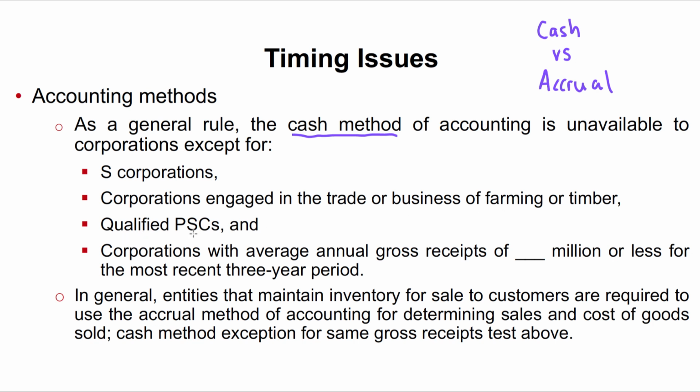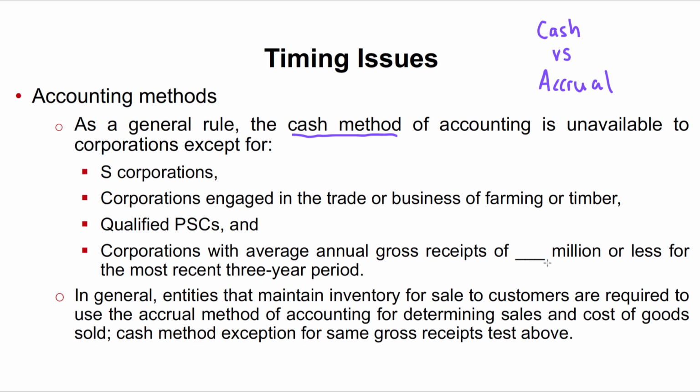Qualified PSCs. So you're wondering, what's a PSC? Personal Service Corporation. So lots of attorneys, lawyers, accountants that have businesses, if they create a business and it's a corporation, it might be subject to the Personal Service Corporation rules. And finally, the last one, corporations with average annual gross receipts of $25 million or less for the most recent 3-year period.